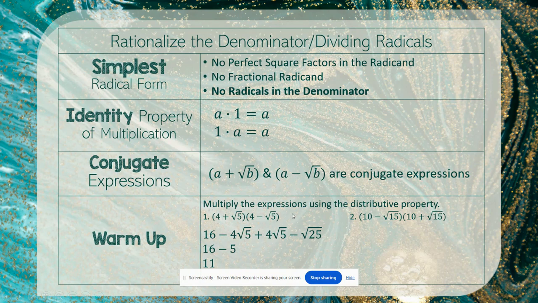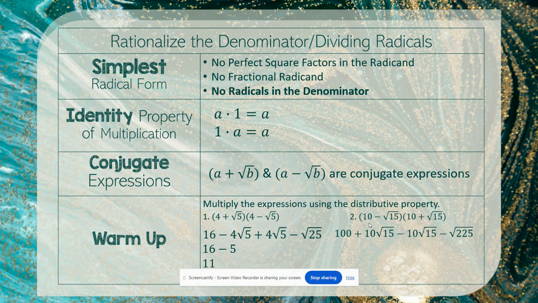Multiplying with conjugates, I don't know if you remember me talking about it earlier, but our middle terms cancel out when we're working with conjugates. For number 2, I have 10 minus the square root of 15 and 10 plus the square root of 15. Again, the only difference here is this sign. One's a positive, one's a negative. It doesn't matter what order they come in. For instance, in number 1 the plus sign's first and the minus sign second, and here the minus sign's first and the plus sign second.